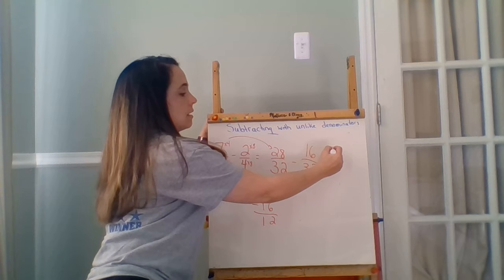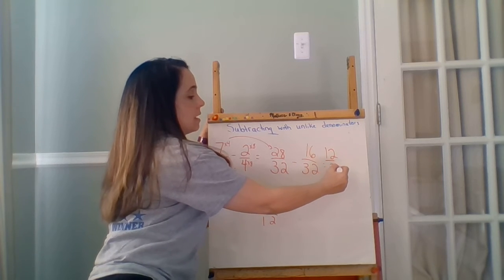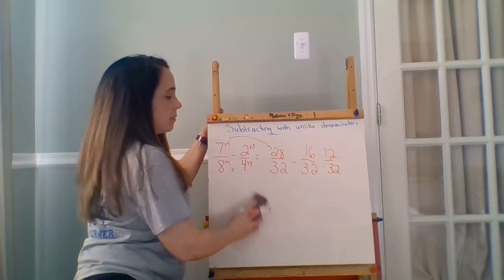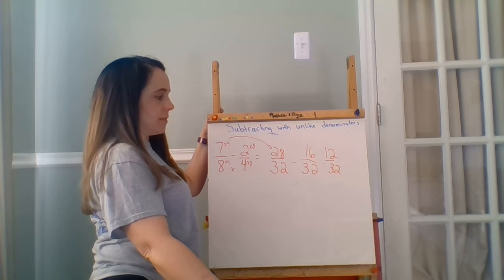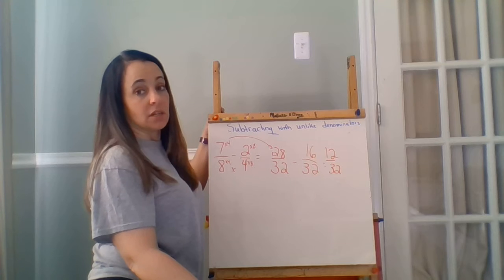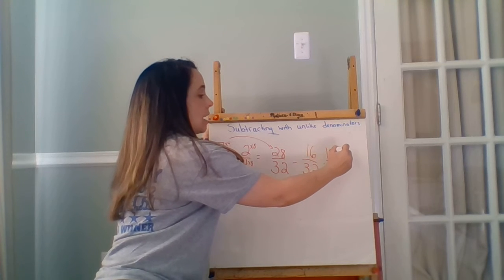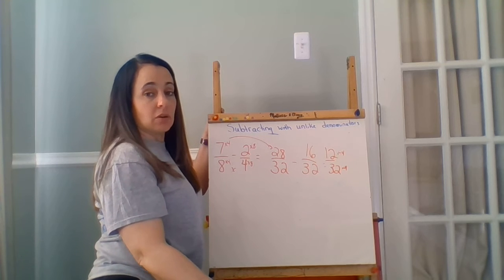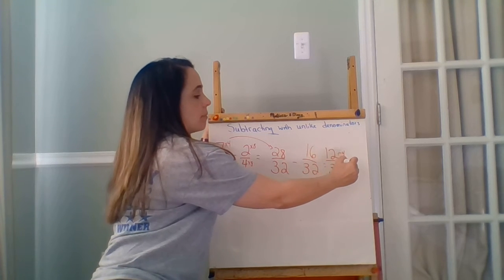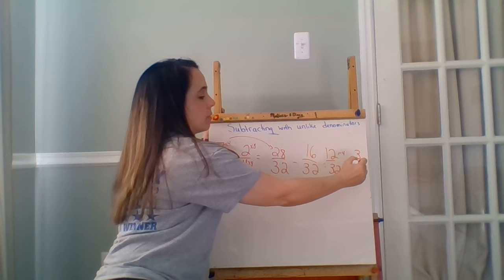Okay? 12 over 32. Now, of course, that can be simplified. You need to find the greatest common factor of both 12 and 32, and the greatest common factor is 4. I have that cheat sheet you guys can use. You can always look up that same sheet online and find it. 12 divided by 4 is 3. 32 divided by 4 is 8.